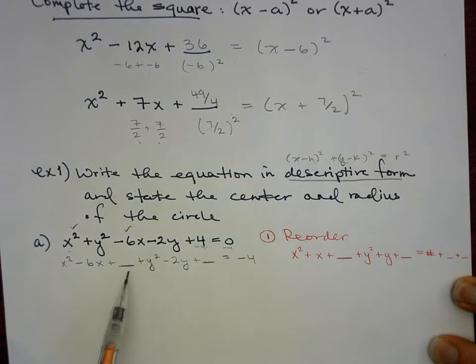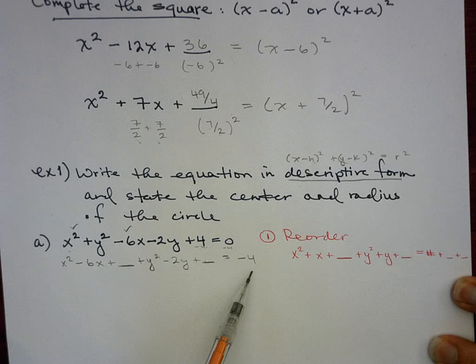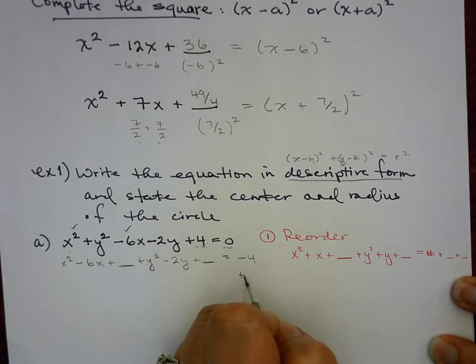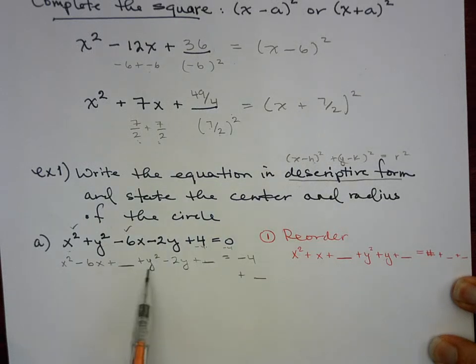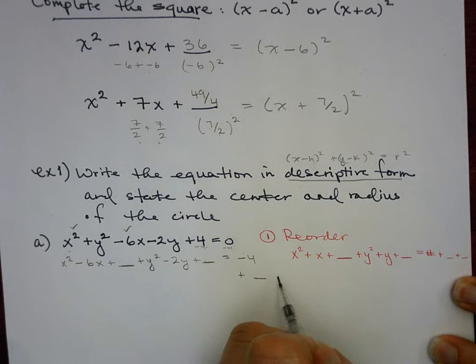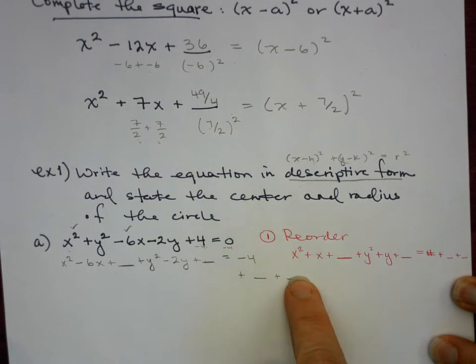And if I add a number here, I also have to add it over here. And I'm going to do it underneath because I ran out of room. And if I add a number here, I need to add to this side, right? Whatever I add to the left, I have to add to the right. Whatever I add here, I have to add here.